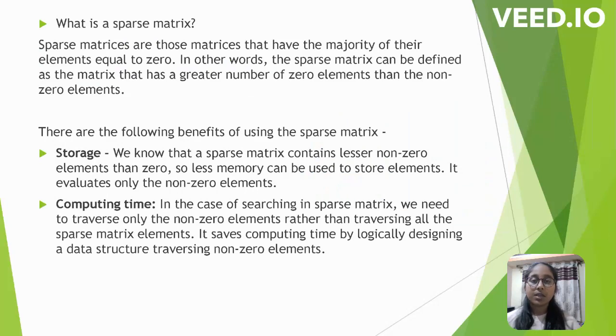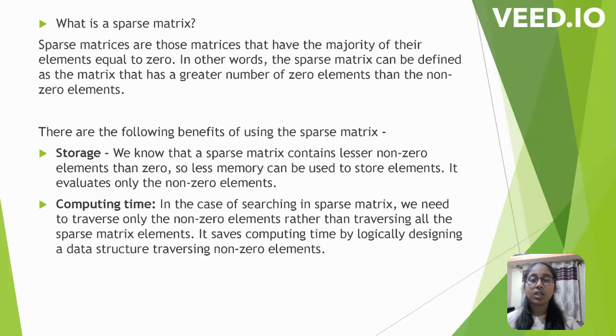What is a sparse matrix? Sparse matrices are matrices that have a majority of their elements equal to zero. In other words, a sparse matrix can be defined as a matrix that has a greater number of zero elements than non-zero elements. There are two advantages of sparse matrices: storage and computing time.